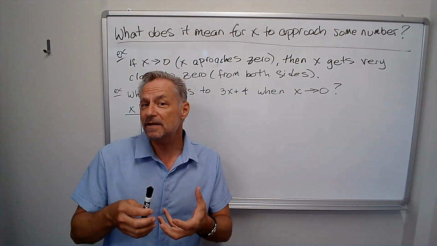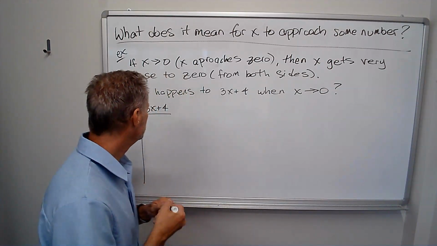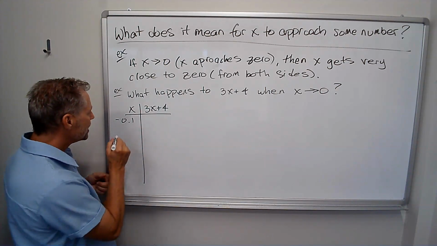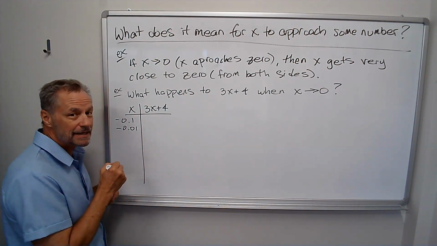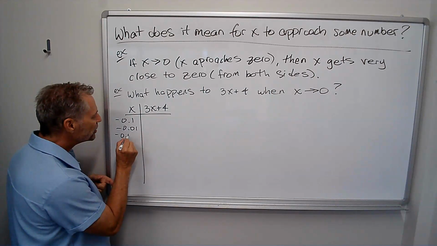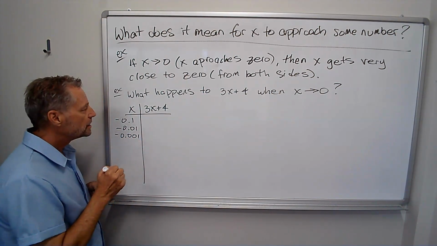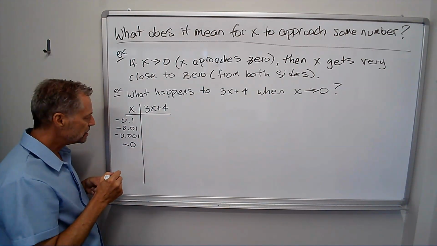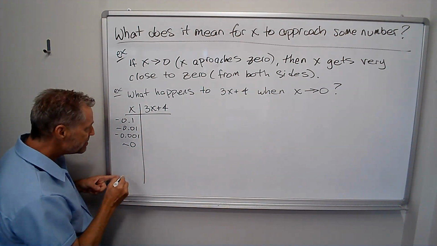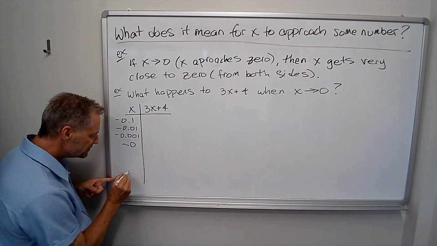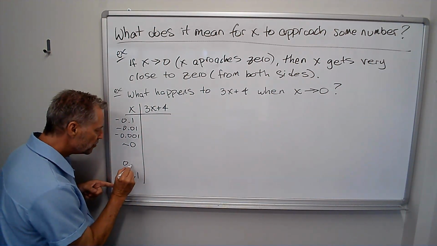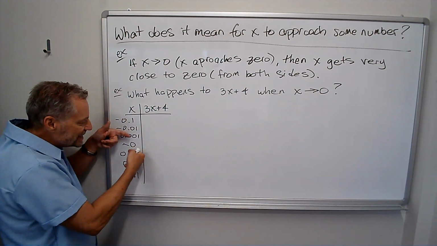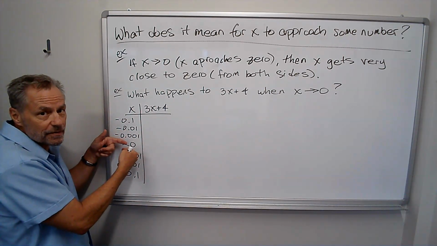So let's go to negative 0.1. And now we want to be even closer. How about negative 0.01? And even closer, negative 0.001. Okay, and we're getting really close to 0. And from the other side, maybe we're going to start at positive 0.1, and then 0.01, 0.001. Notice as I'm going in each direction, I'm getting closer to 0.